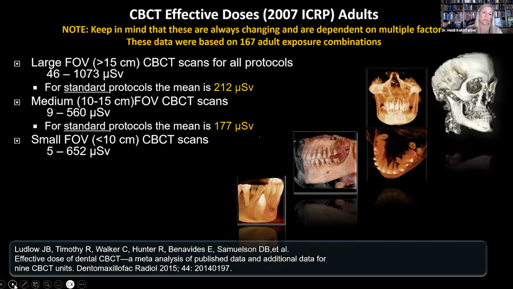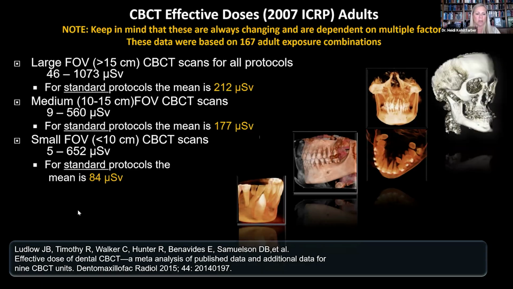A small field of view can vary between 5 to 652. So you can see that just because it's a small field of view doesn't necessarily mean it's less dose. It's highly variable. But on average, a small field of view will be about 84 microsieverts. So I can say on average, the smaller the field of view, the less dose. But just know, there's always going to be outliers where this small field of view is much more dose than, say, a medium field of view. So there's always outliers to these. It could be highly variable.